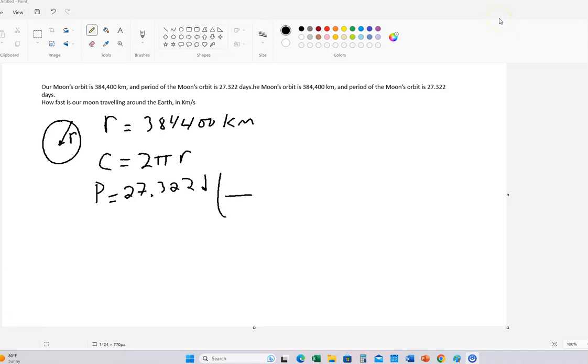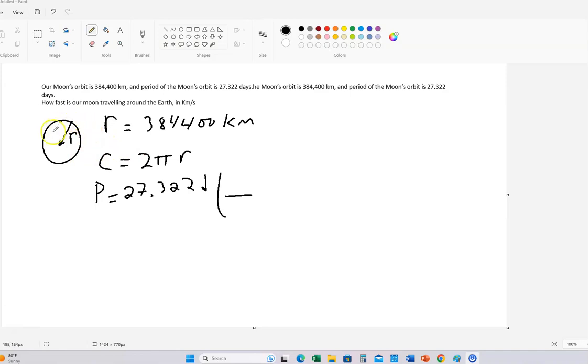We're going to work out the velocity of the moon around the Earth. We know that the moon has a period: it takes 27.322 days for the moon to orbit the Earth. And the moon is on average a distance of 384,400 kilometers from the center of the Earth to the center of the moon. We're going to use that number.